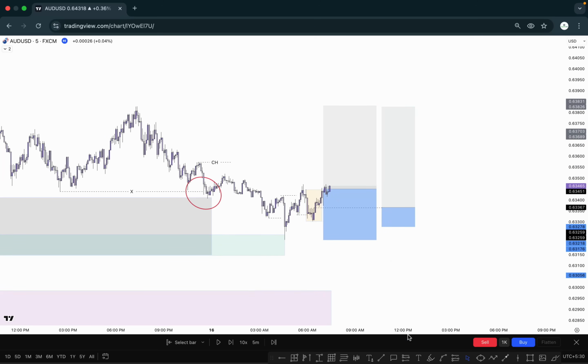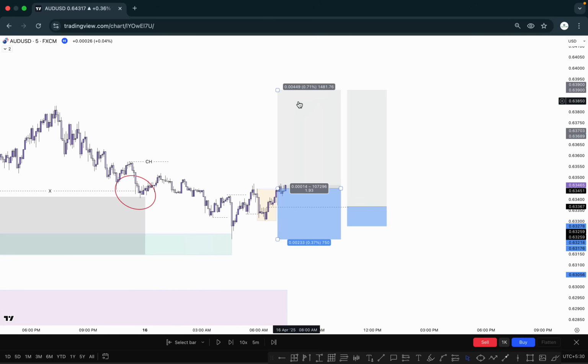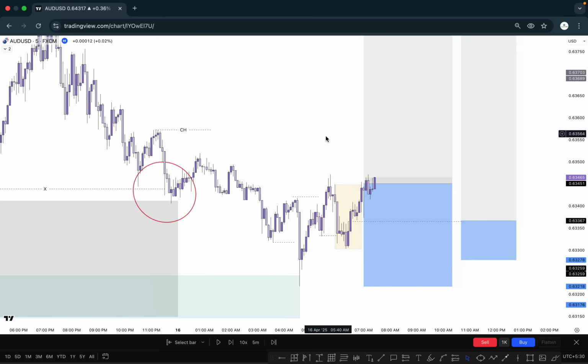This is our first target here, and we can set this one. And you can also take a decision based on the Fibonacci tool. 2.618 is here. This is your target right here. So this is our target, and this is our entry criteria. I hope you understand what the point to buy is here.